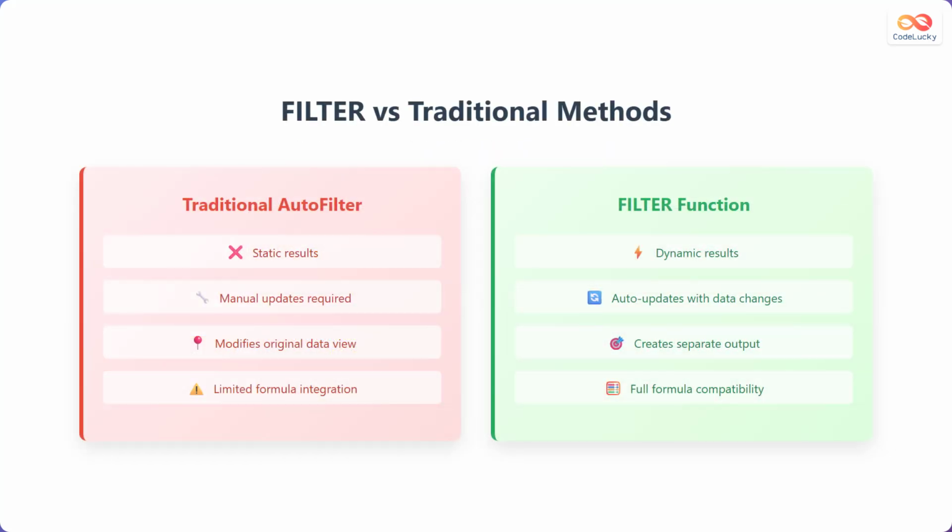Let's compare the filter function with traditional methods like AutoFilter. Traditional AutoFilter provides static results and requires manual updates. It also modifies the original data view and has limited formula integration. On the other hand, the filter function provides dynamic results, auto-updates with data changes, creates a separate output, and offers full formula compatibility.